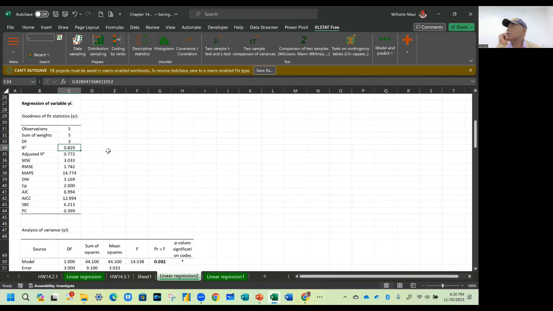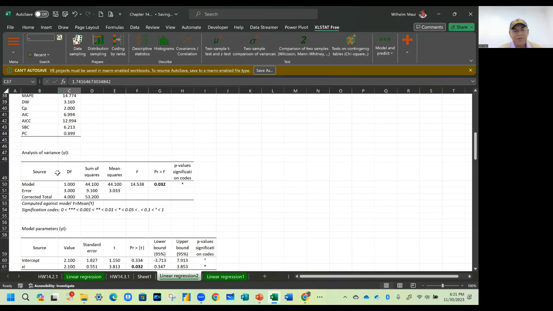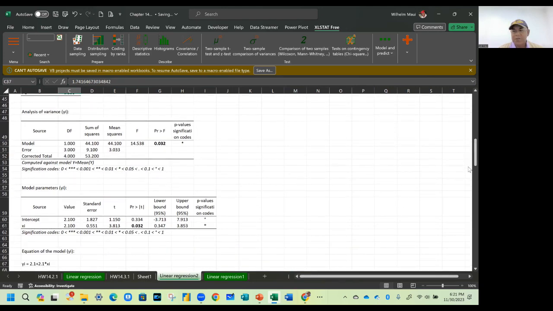R square is your coefficient of determination, no? Your coefficient of determination. Here's your mean squared error, right? Then this is the square root of the mean square error, which is your standard deviation. And then you have your analysis of variance, right? And then you have your t-test also that, again, we've looked at, no?